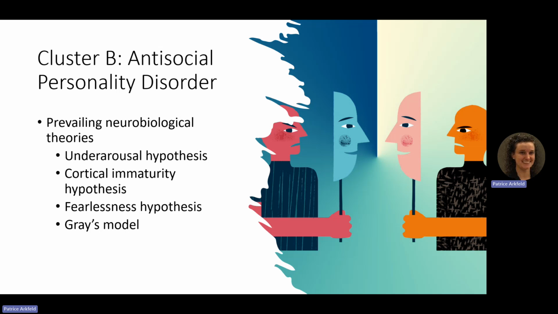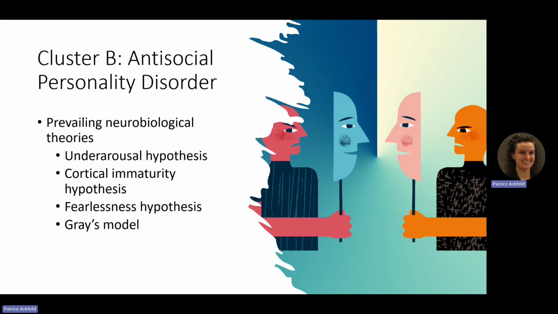There's also what we call the fearlessness hypothesis, which is the theory that individuals with antisocial personality disorder fail to respond to danger cues. So they just have no response to danger in their world. They keep engaging in things that other people would describe as dangerous because to them, it doesn't matter. Like, they're not scared, so why should they move away from it?